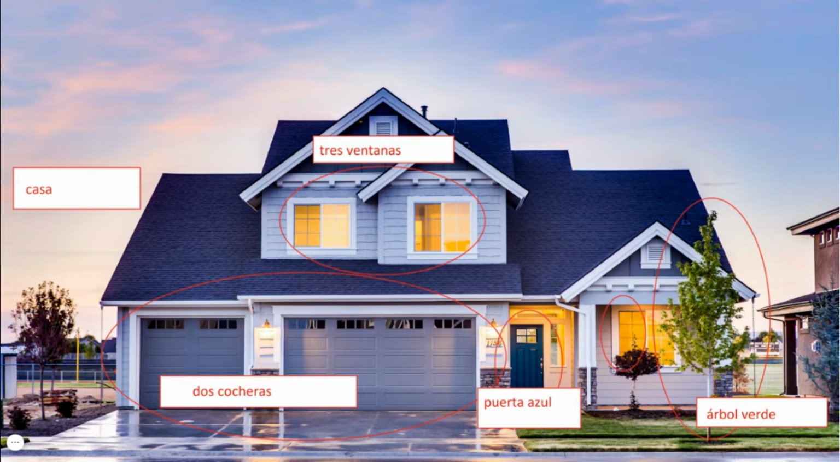Hay una casa. Hay tres ventanas, three windows. There are two at the top and then there is one behind the tree. Hay tres ventanas. Hay dos cocheras. Well, in fact, I think there are three cocheras. Hay una puerta azul. There is a blue door. Hay un árbol verde. Okay?